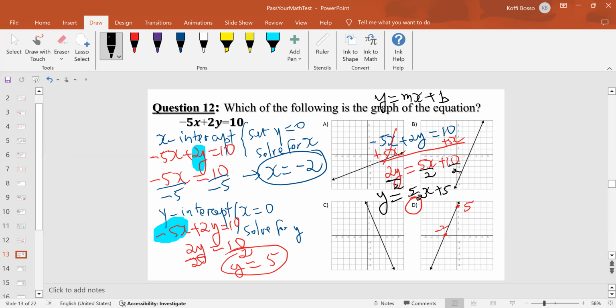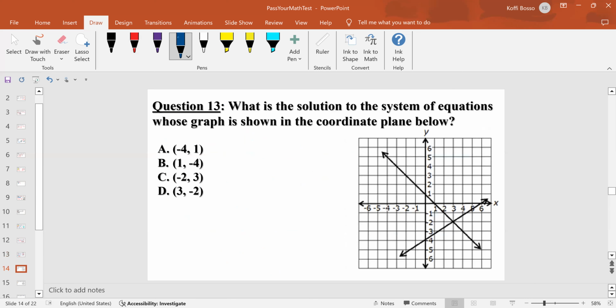So therefore, C is out because C is going down. Okay, so we have A, B, and D left. Now the y-intercept here is what? +5. So from A, B, and D, only D has the y-intercept as 5. The y-intercept means the graph crosses the y-axis at 5. So that's another way.